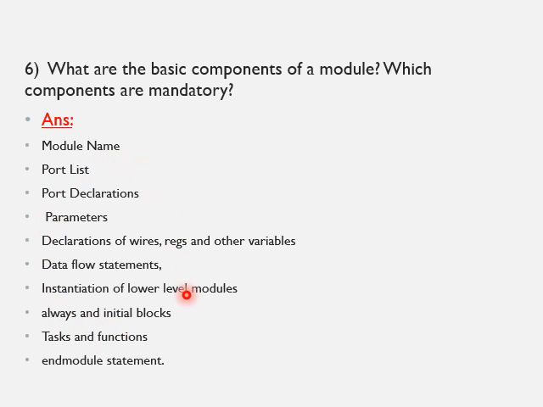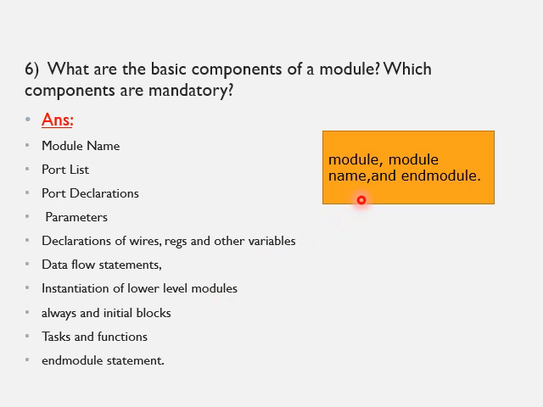It is not necessary that all these components should be present in all modules. Okay, there could be a mix and match. Now, which components are mandatory? Only the module keyword, module name and the endmodule are mandatory. You need not even have the port list in the first line. Once you don't have a port list, then there won't be port declarations as well. So only module keyword, module name and the endmodule statements are mandatory.